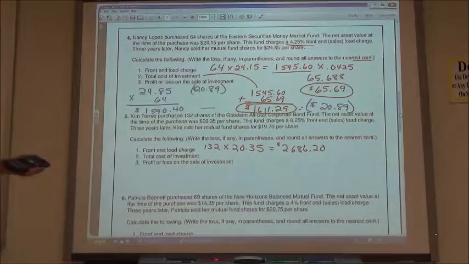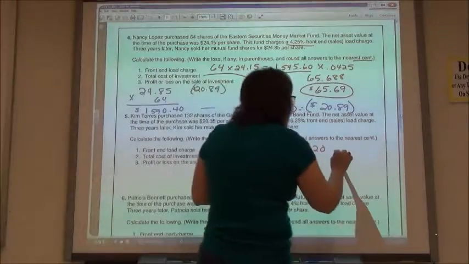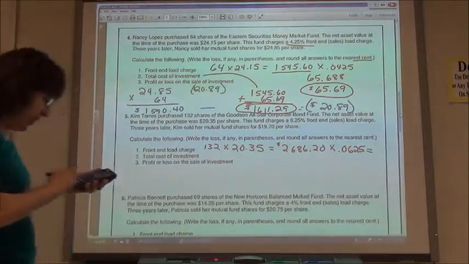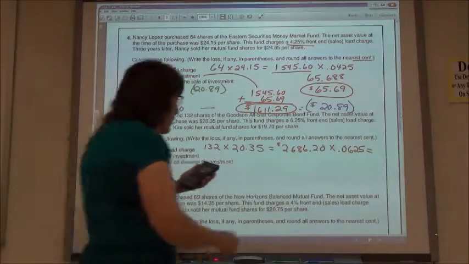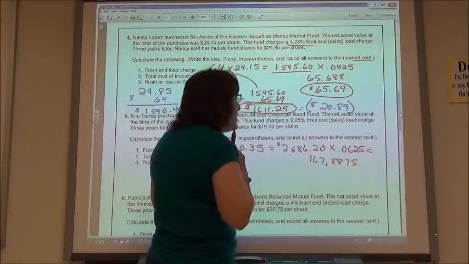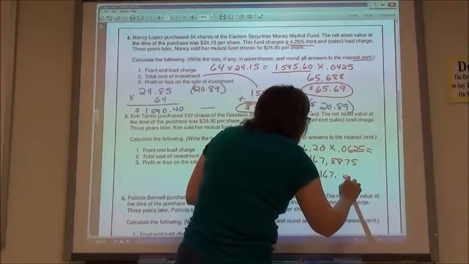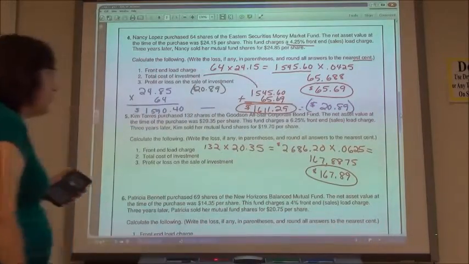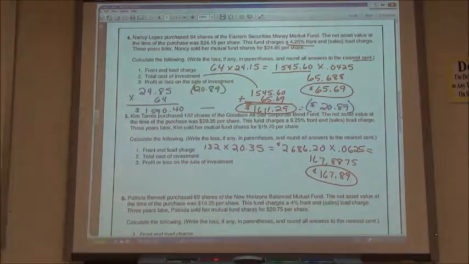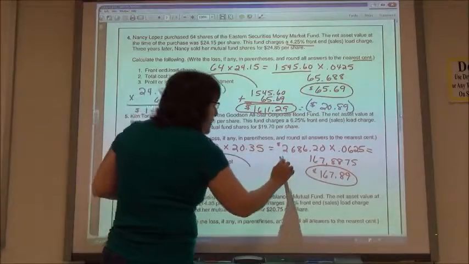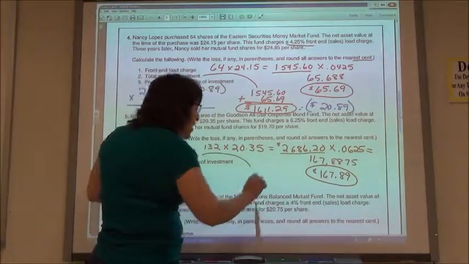She's going to get a front-end load charge, so 6.25%, so times 0.0625. So times 0.0625 gives me 167.8875. So rounding to the nearest cent, $167.89, since we have to round that up. So her front end or sales load charge, $167.89.